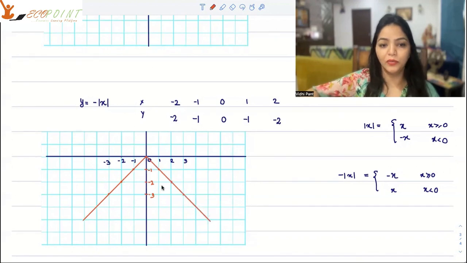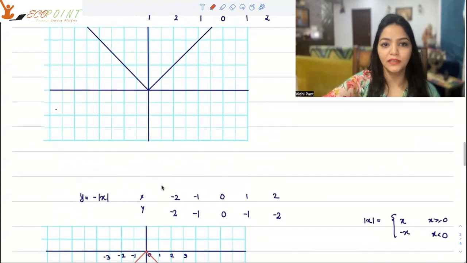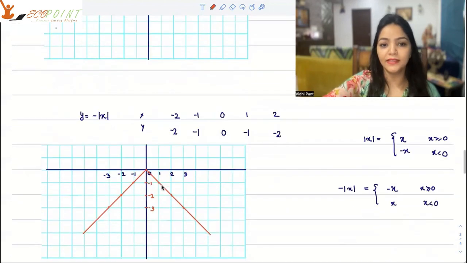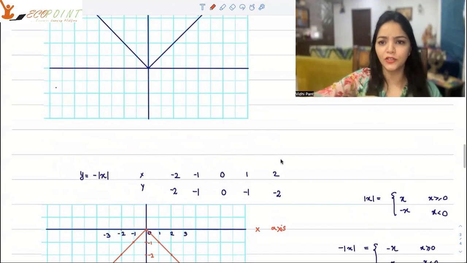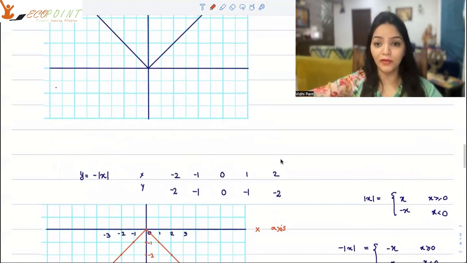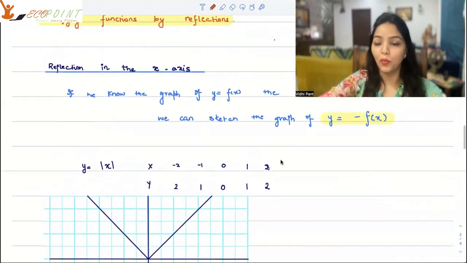And let me show you both the graphs together. If you would try to see it, this was V and this is inverted V. This is x-axis, and it seems like x-axis is actually working like a mirror. And what we are attaining as minus of modulus of x in the graph, what you can see is the reflection of mod x, nothing else. So it's like a mirror image.